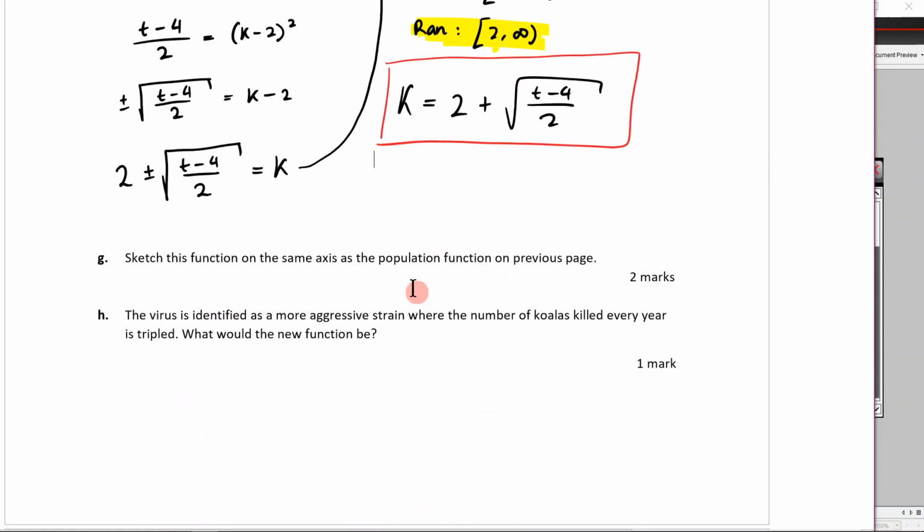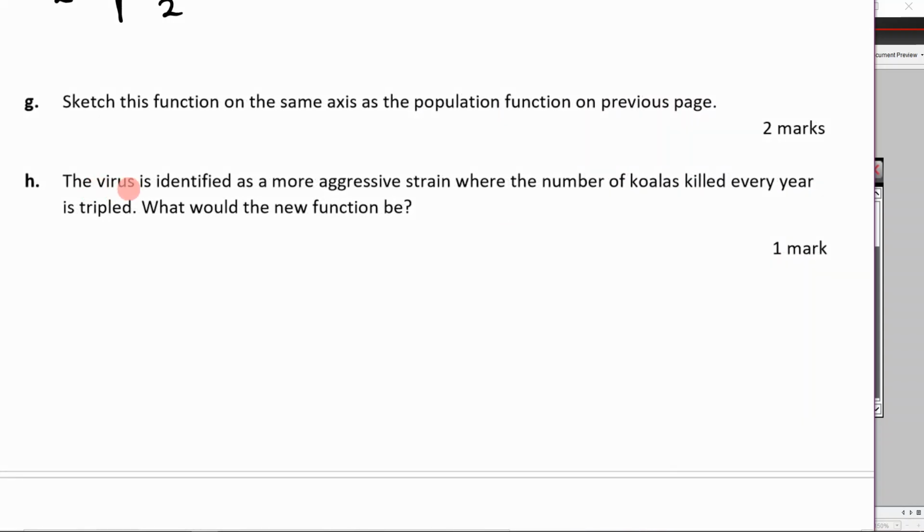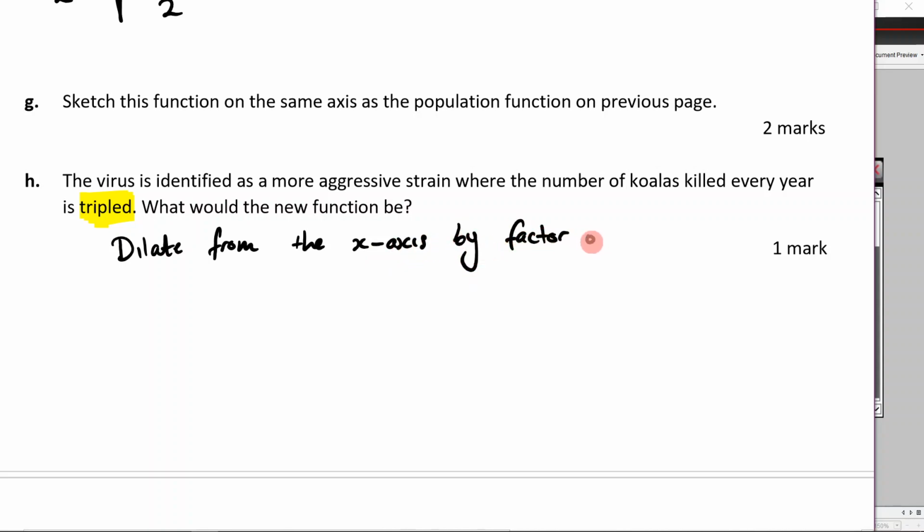Okay, and then the last question here. Let's get out a highlighter. It says the virus is identified as a more aggressive strain where the number of koalas killed every year is tripled. What would the new function be? Well, in order to answer this, what we're going to realize is that if it's going to triple, that's the same as dilating it from the x-axis by a factor of 3. So all we're going to be doing here is dilate from the x-axis by a factor of 3.